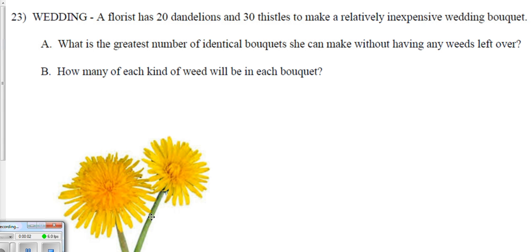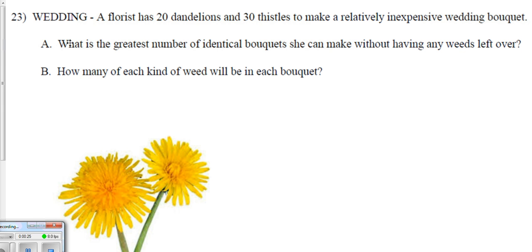Let's look at some examples of our homework problems from 7.1. So number 23, this question is about a wedding. It says a florist has 20 dandelions and 30 thistles to make a relatively inexpensive wedding bouquet. Please don't actually buy wedding bouquets that are made of these weeds, but in this case, we went cheap.